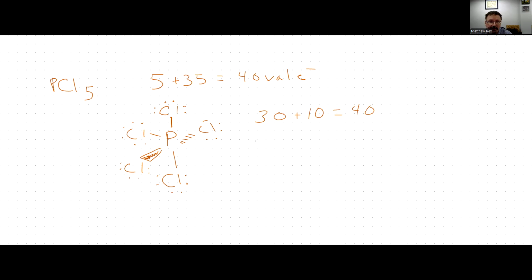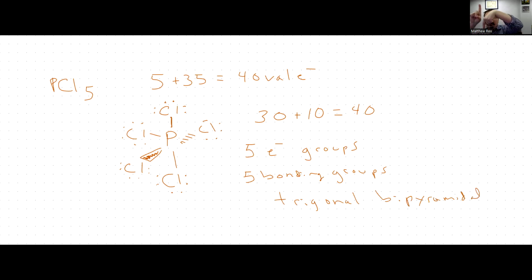There's no overall charge. So if we have 5 electron groups and 5 of them are bonding and 0 of them are non-bonding, then the geometry we should have here should be trigonal bipyramidal. I'm going to have 1 chlorine at the top, 1 at the bottom, and the other 3 are going to be arranged in that horizontal plane.